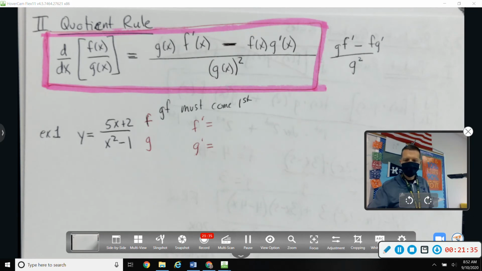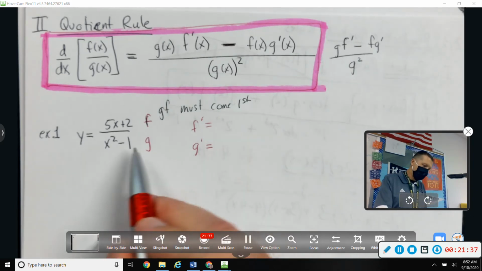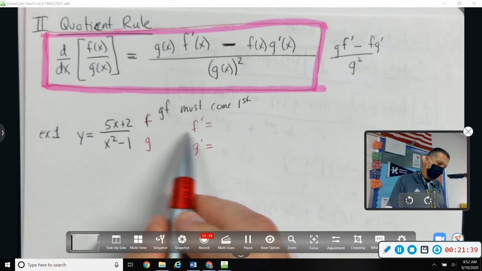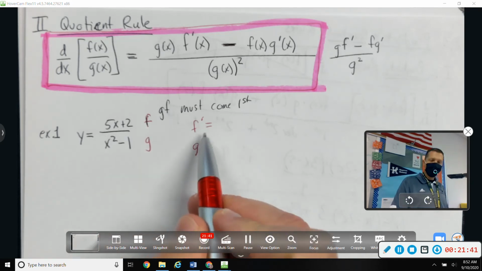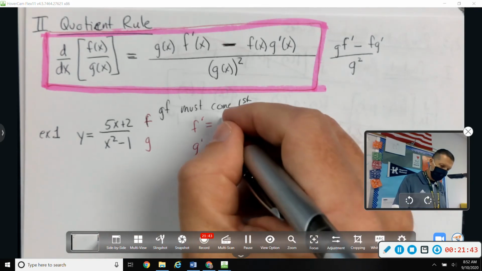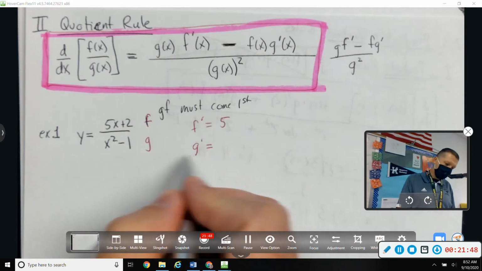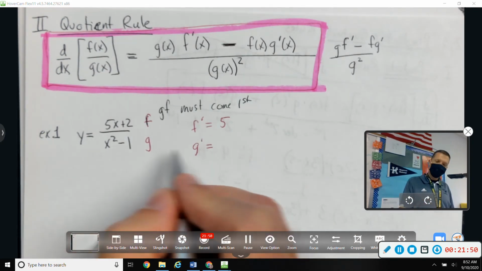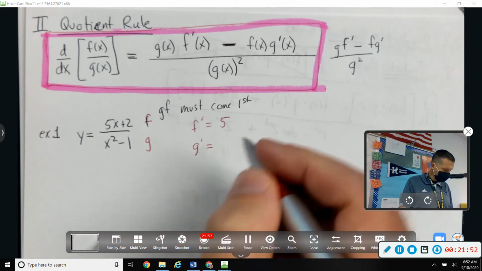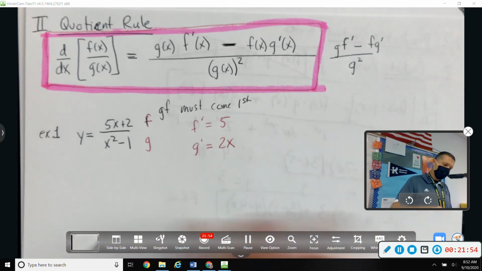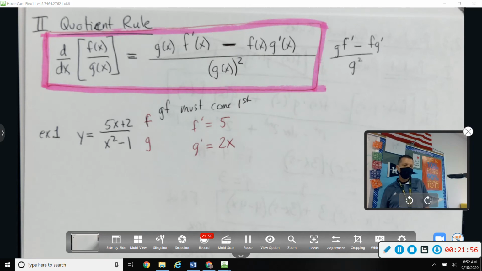Let's pick on some more people here. Aldrich, how about the derivative of F? So if F is 5x plus 2, what's F prime? 5. Good. Just 5. Angie, how about G prime? If G is x squared minus 1? Would it just be 2x? Good, 2x. You guys are power rule masters already.